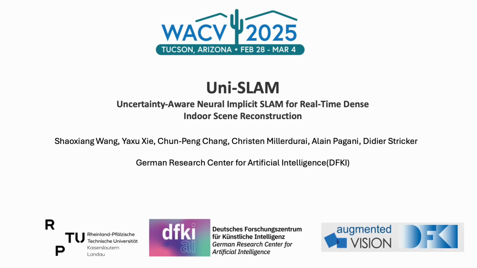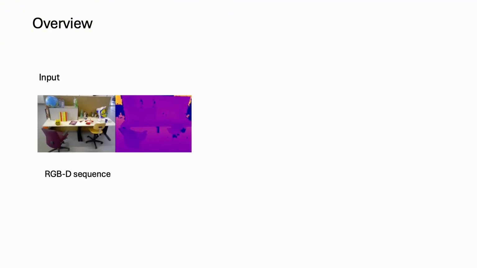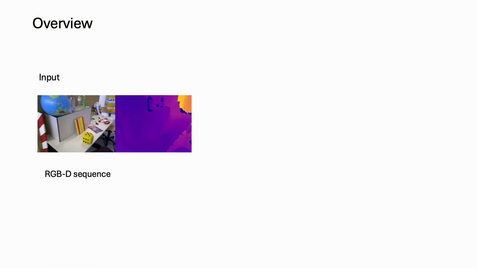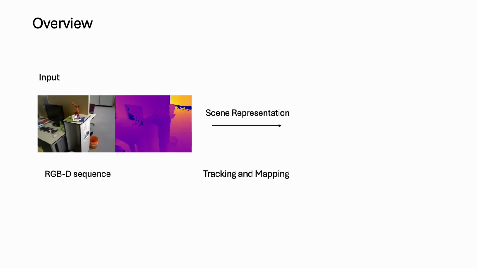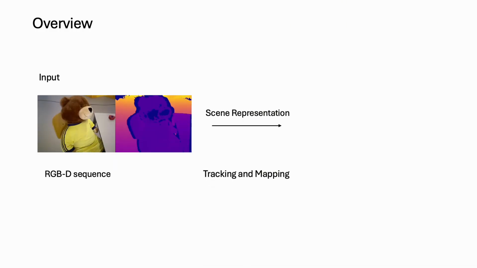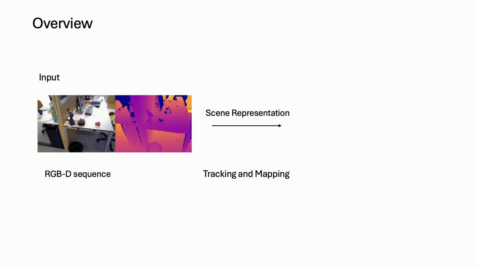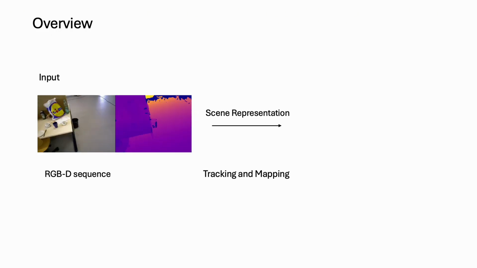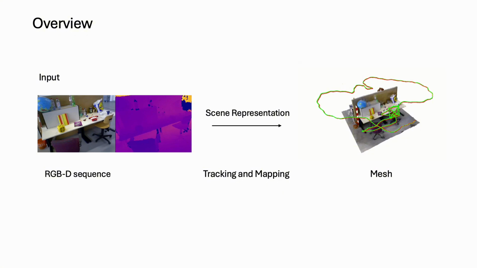In this work, we introduce Uni-SLAM, an uncertainty-aware neural implicit SLAM framework designed for real-time dense indoor scene reconstruction. First, let's provide an overview of the proposed approach. The input to our system consists of RGBD images. By leveraging an efficient scene representation, our method simultaneously performs tracking and mapping, enabling real-time reconstruction. The final output of our model is a high-quality reconstructed 3D mesh of the scene.